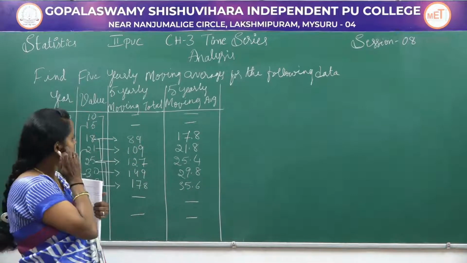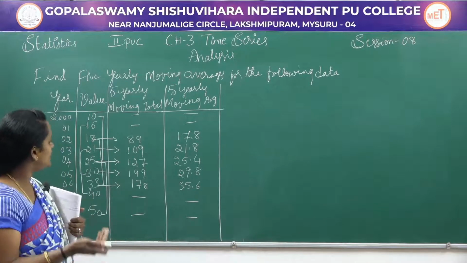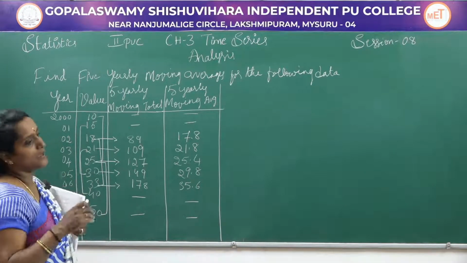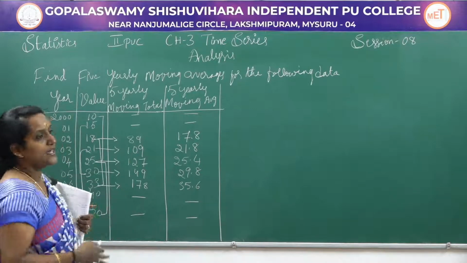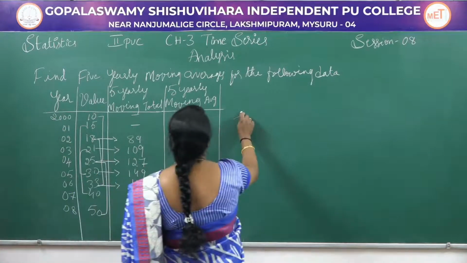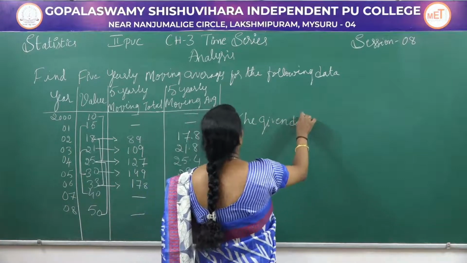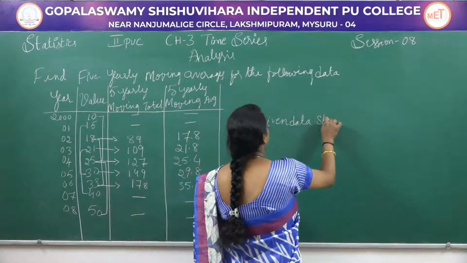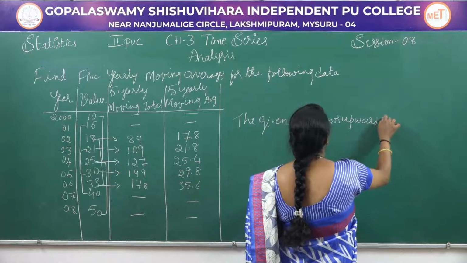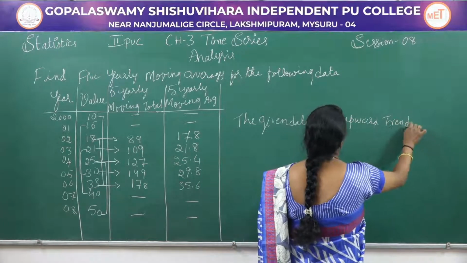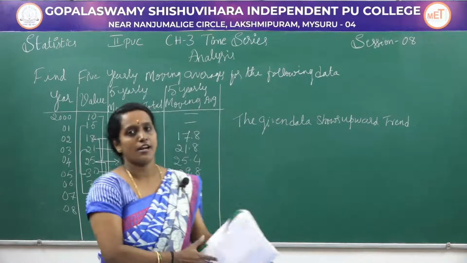Just observe the last column, that is the averages. It is 17, 21, 25, 29, 35. So it is showing an upward trend. It is increasing in all the years. Therefore the given data shows an upward trend.